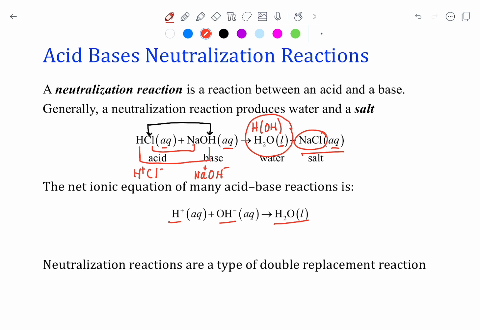This is why we need to fully understand the difference between the notation AQ and the notation L. L refers to a pure liquid. And we said the only pure liquid that we're going to be looking at in this class specifically is going to be water. Everything else is going to be dissolved in water and get an AQ notation.